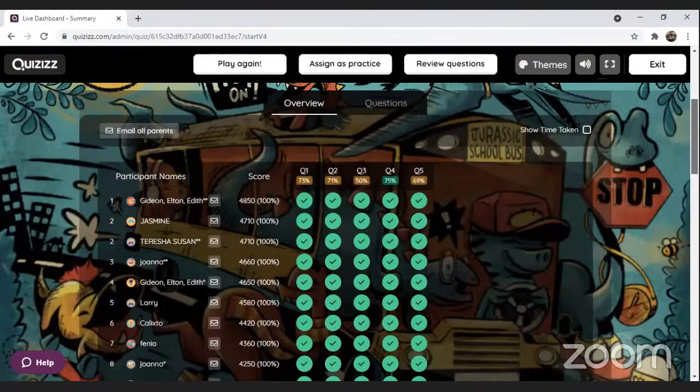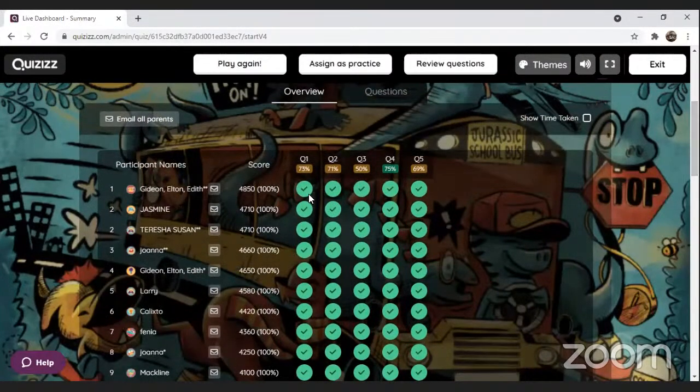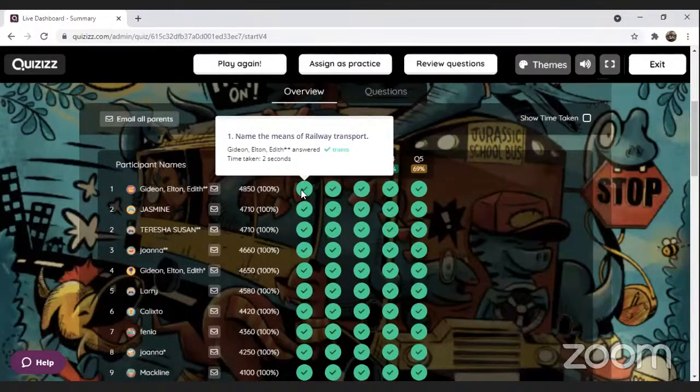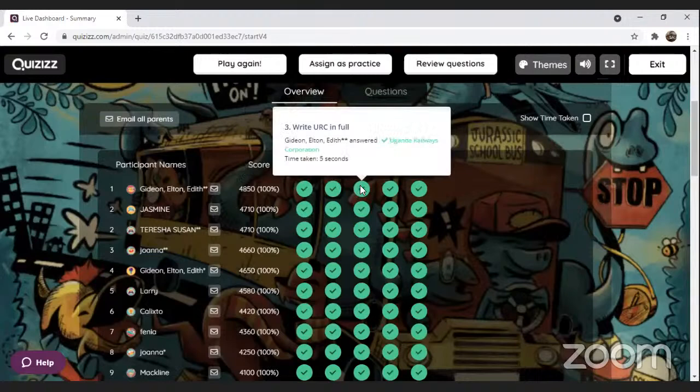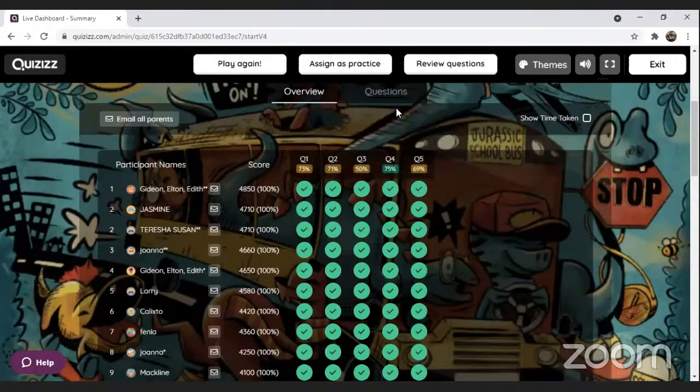Can you imagine? You passed all the numbers. Have you seen your ticks for number one? What was the answer? Number one. Name the means of railway transport. Trains. Number two. Give two types of trains. Passenger and cargo train. Write URC in full. Uganda Railway Corporation. Spell the word corporation. Corporation. Okay. Thank you very much, Gideon.